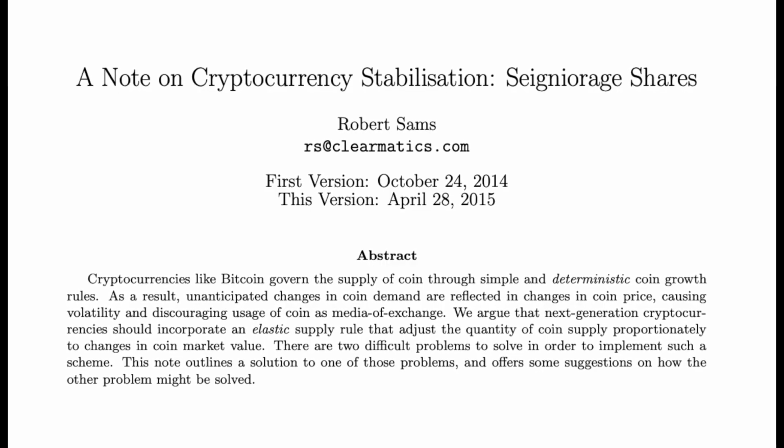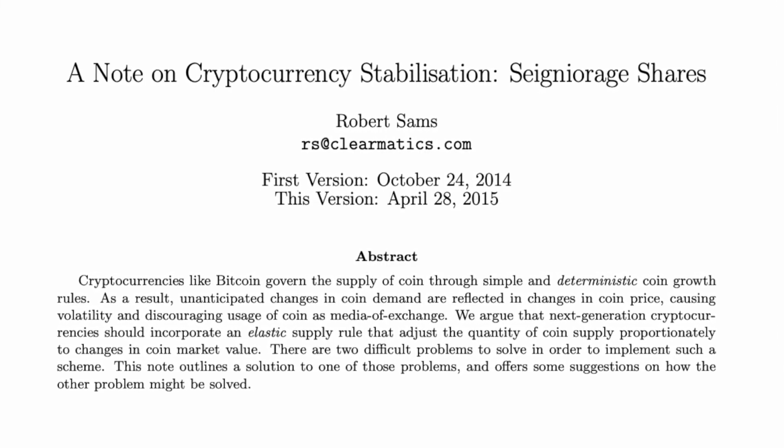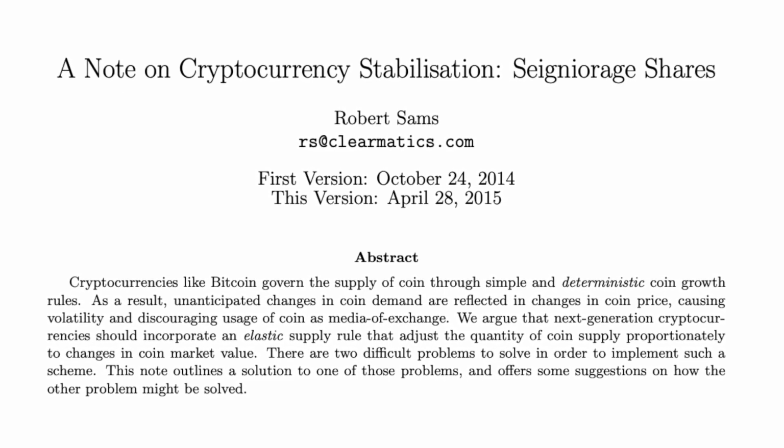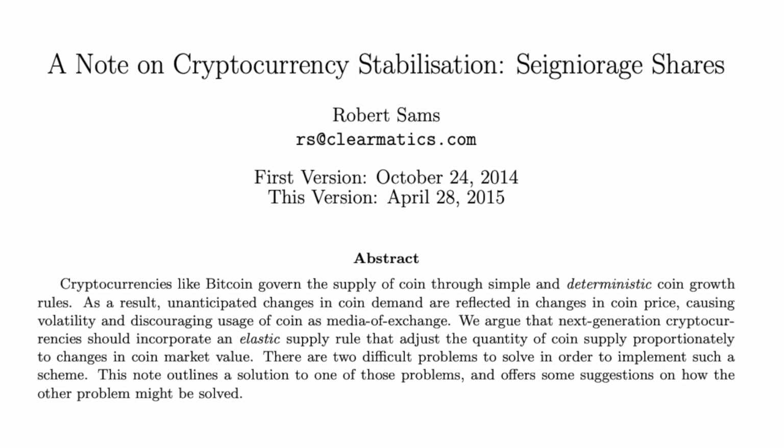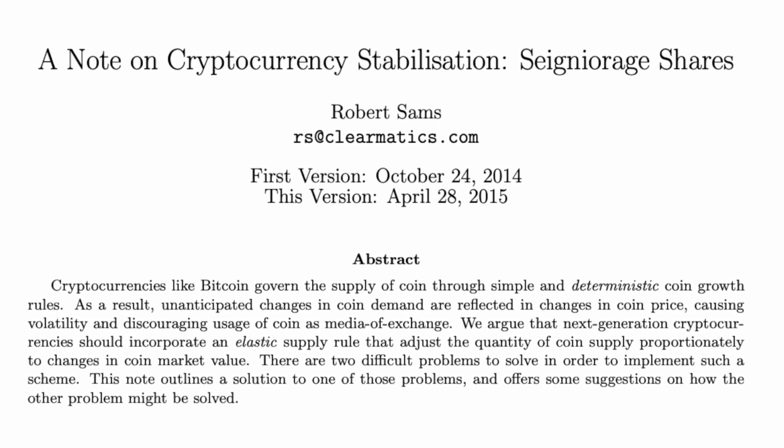Most of these endogenous coins can be traced back to a paper written by a man named Robert Sams, where he talks about how to build an endogenously collateralized stablecoin using a seigniorage shares model, which again, I'm not going to go into, but I wanted to mention it because it's probably one of the most influential papers when it comes to these endogenously collateralized stablecoins. Endogenously collateralized stablecoins. There's a lot of words.